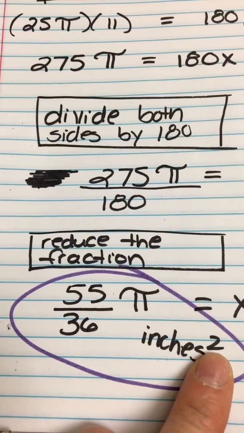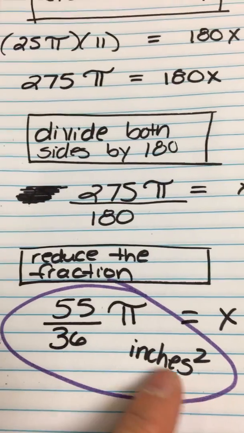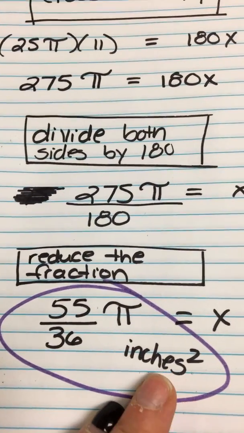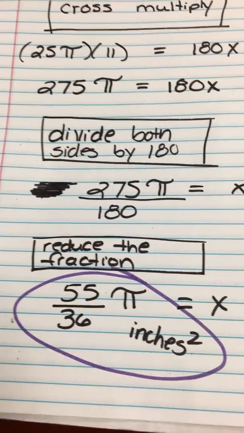And then it's inches squared because our radius was 5 inches. So that means that our sector area, remember we're talking about area, so the units must be squared.